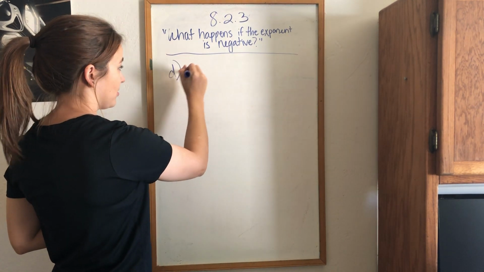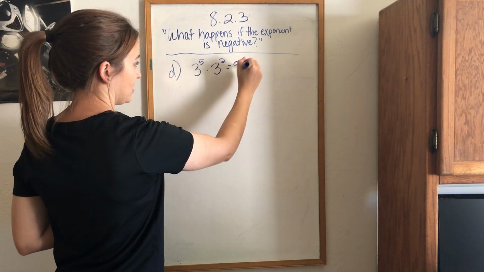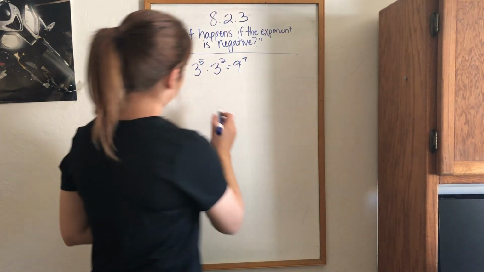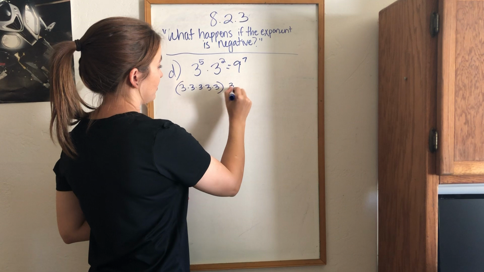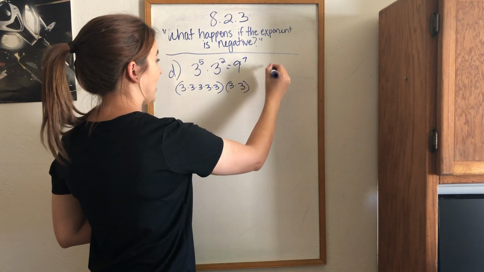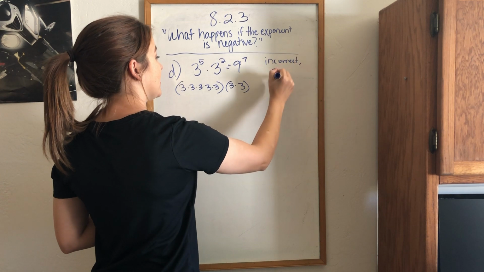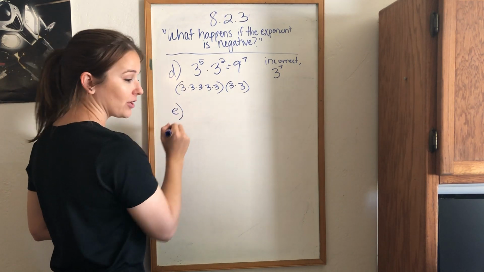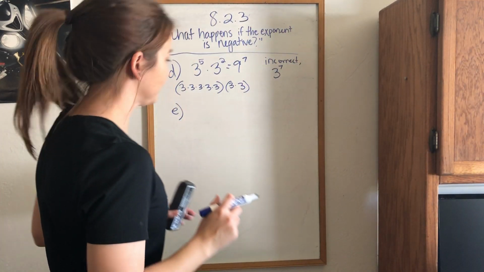So the next one is D. 3 to the 5th times 3 to the 2nd equals 9 to the 7th. Okay, let's expand it out. 3 times 3 times 3 times 3 times 3. That's 3 to the 5th. 3 times 3 is 3 to the 2nd. 1, 2, 3, 4, 5, 6, 7. So that's incorrect. That's not 9 to the 7th. It's 3 to the 7th. I think they multiplied the 3's together to get that 9. That's incorrect. You can't do that. I mean, you could, but whatever.